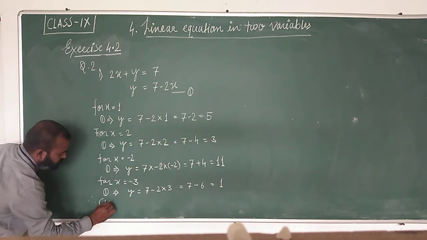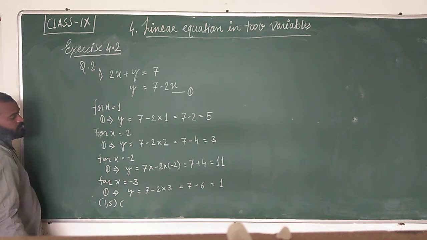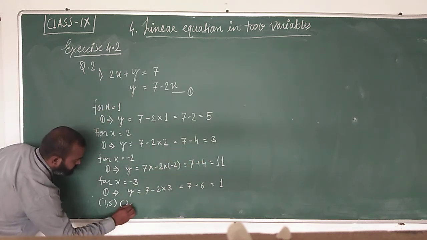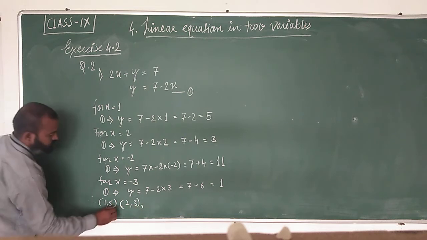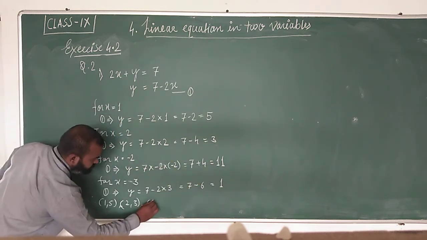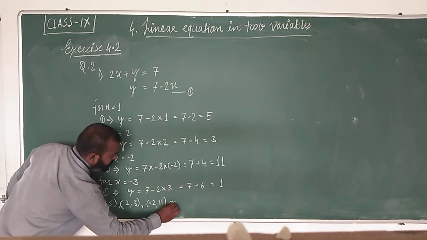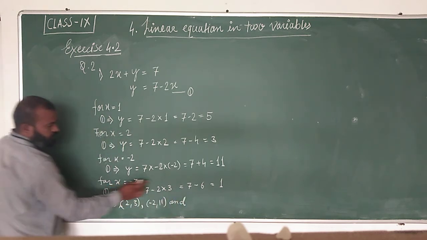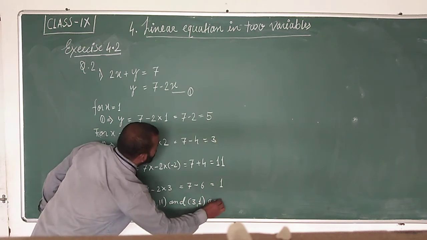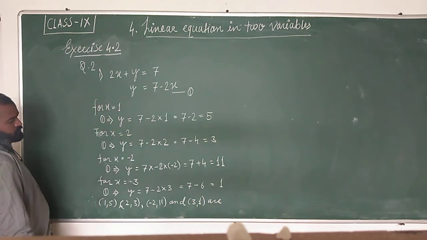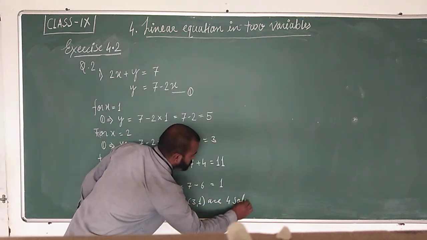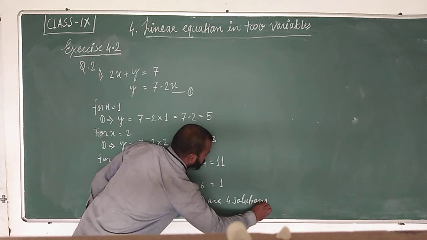second (2, 3), then (-2, 11), and (3, 1). These are the 4 solutions for the given equation.